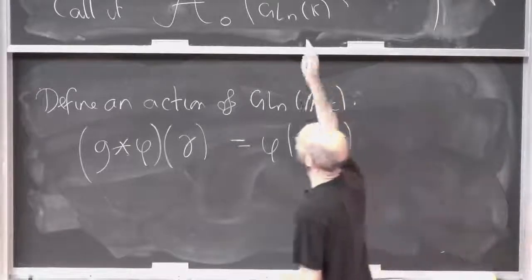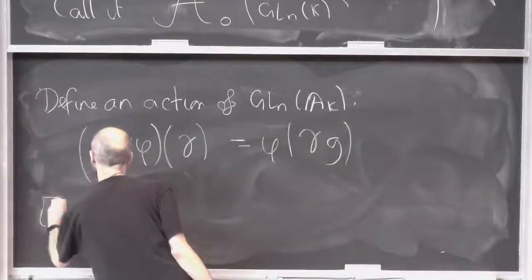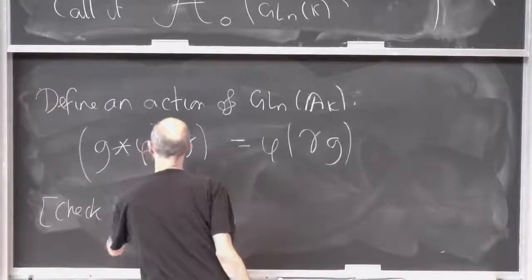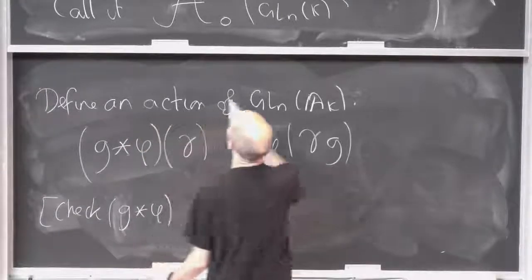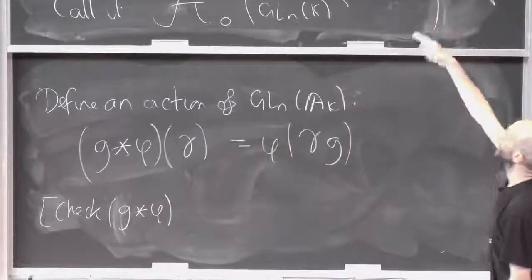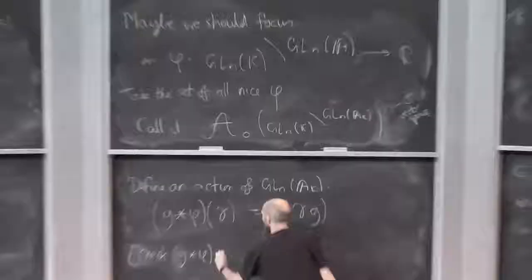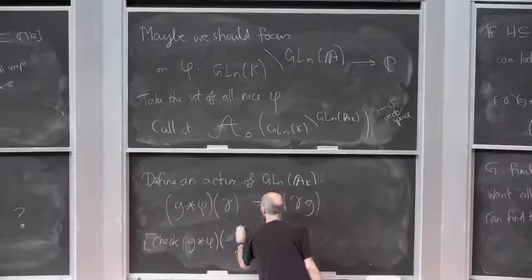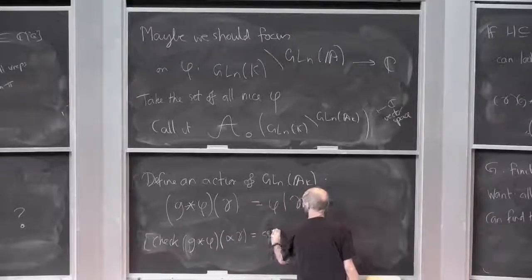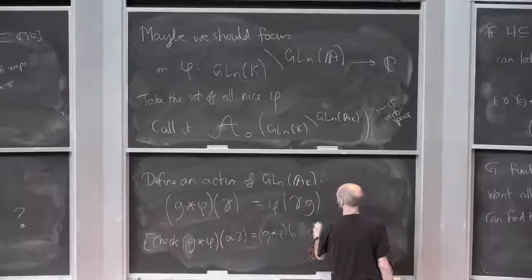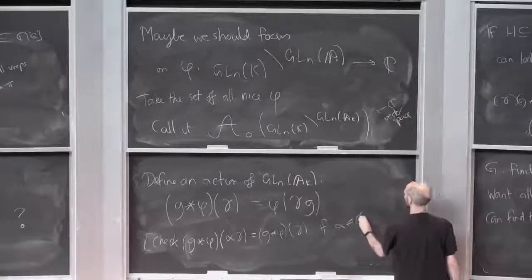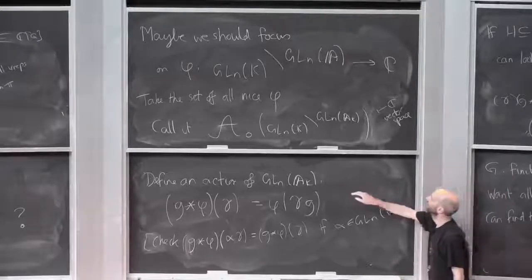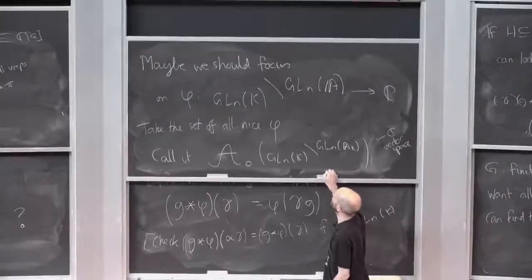Let's just check that g star phi is still a function on the Adeles modulo GLN of K. So I need to check that g star phi of alpha gamma equals g star phi of gamma, right? If alpha is in GLN of K. I just better check that because that's what this means, yeah?